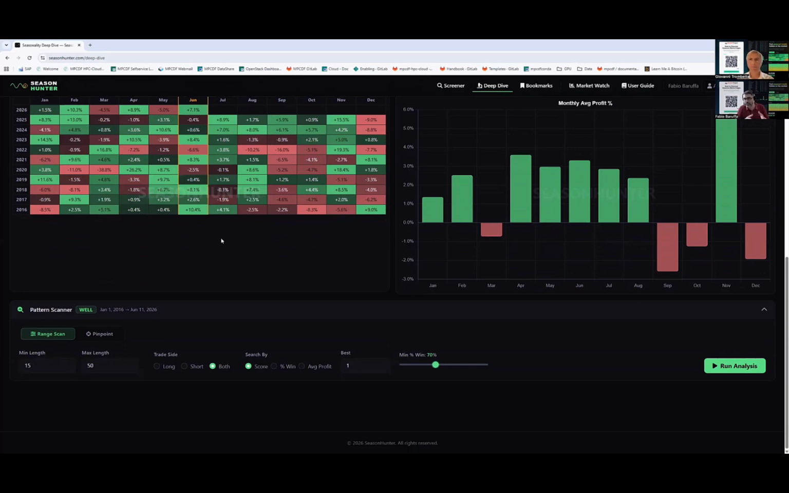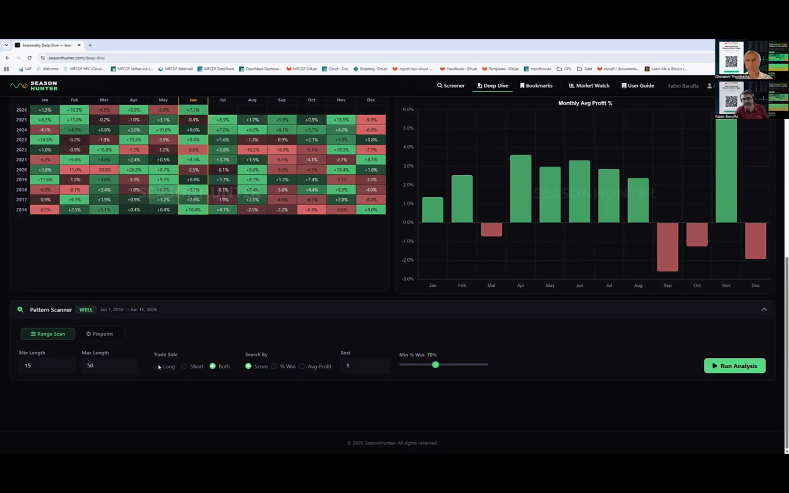We have built an algorithm that allows you to scan, among those years, each month of the year, for the best seasonal window according to the metrics that you want to define. Let me explain a bit further. You have here the minimum length and maximum length, which means I analyze all the windows starting from 15 to 50 by steps of 5.